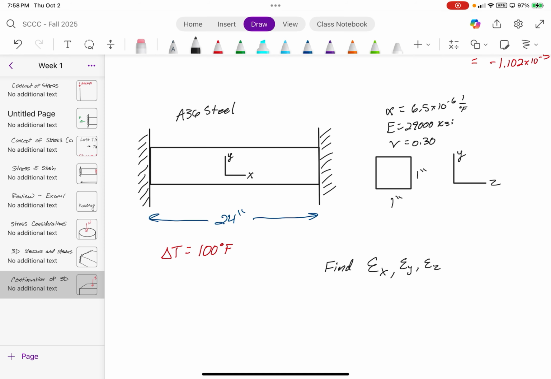So we're going to find the increase in temperature. What do you think would happen to the bar? Would it squeeze or would it stretch? It'd stretch.